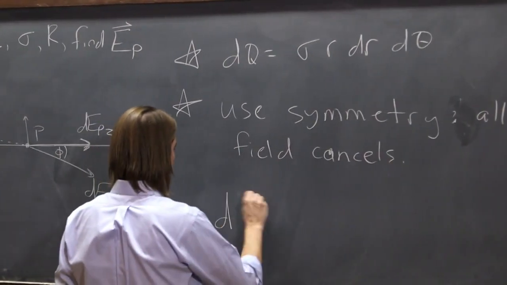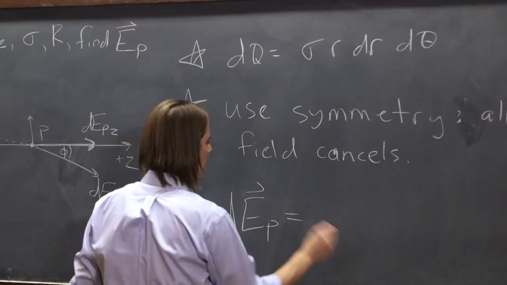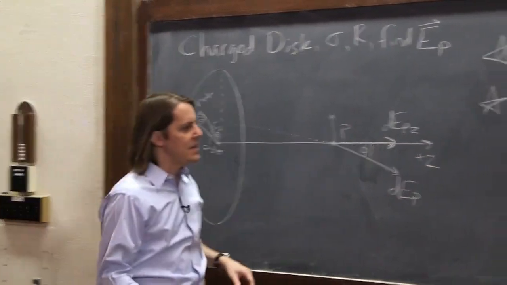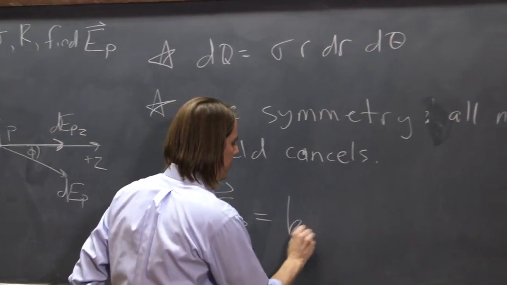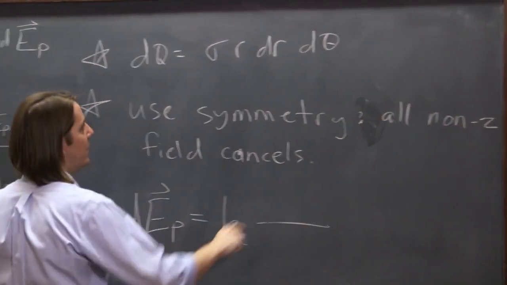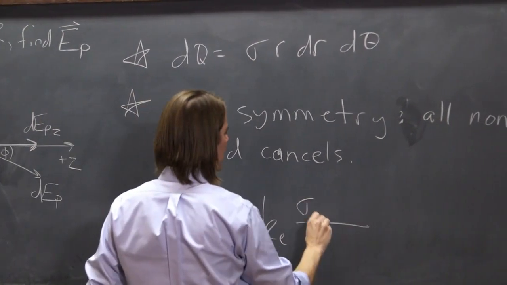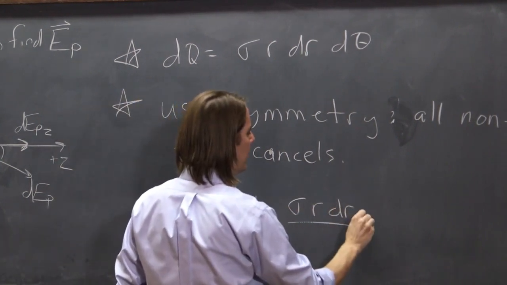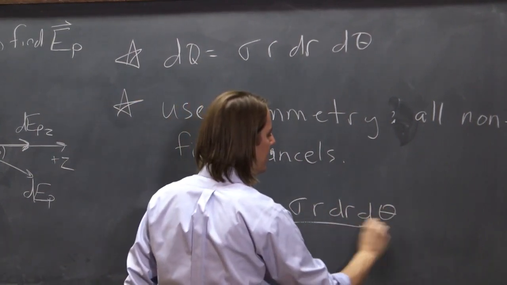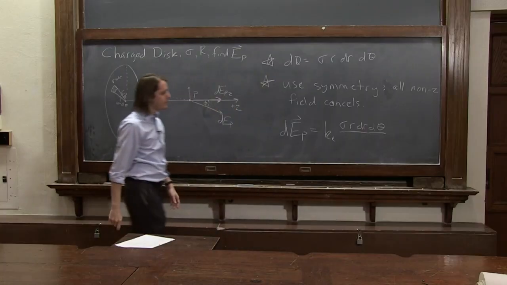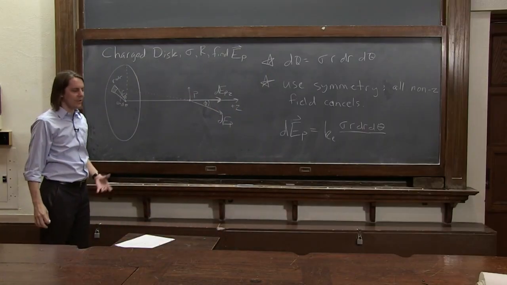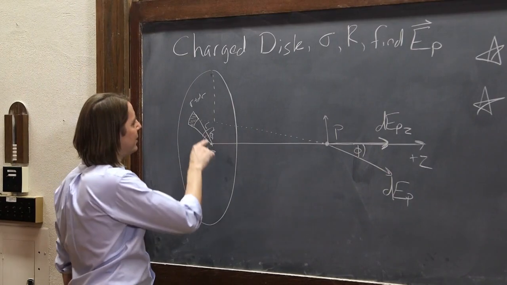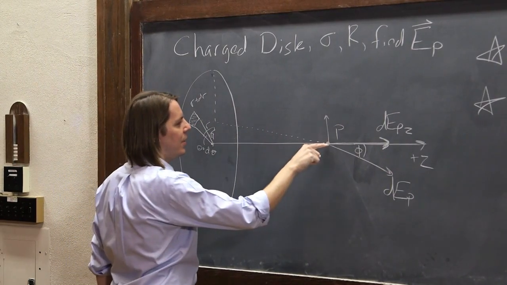Let's see. Okay. Coulomb's law, essentially. Ke, Coulomb's constant, times the charge, and I'm going to write it this way: sigma r, don't mix your sigmas and your r's, dr d theta. So that's dq, that's the charge. And now we need it over the separation squared. So we need it over this line right here.